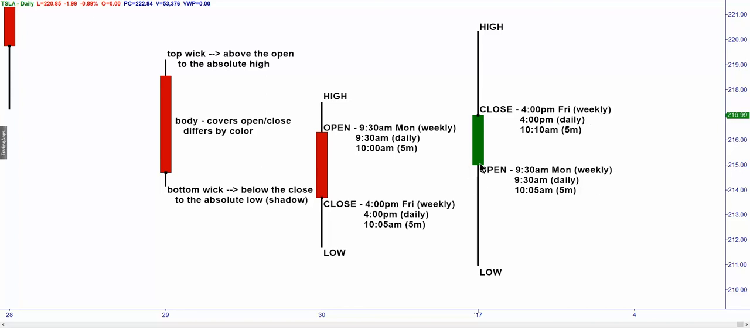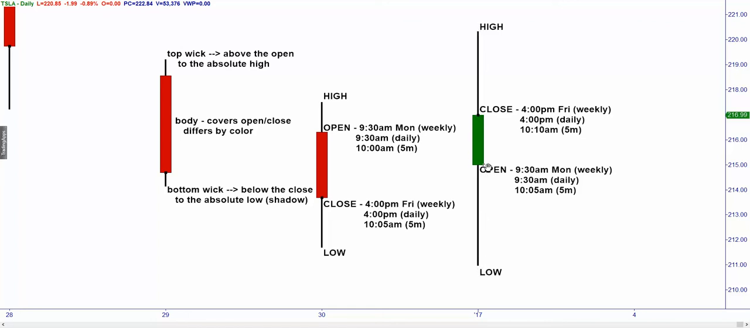And on the other hand, if this represented simply 5 minutes of price action, if this was a 5 minute candle, then hypothetically it could have opened at 10:05 a.m. in the 5 minute time frame, and it would have closed at 10:10 a.m., 5 minutes later. So that's the anatomy of a candle.